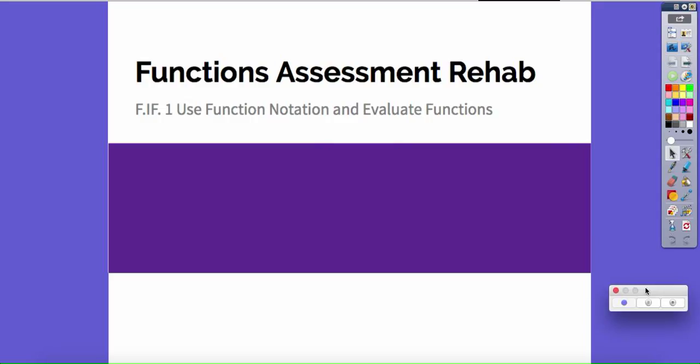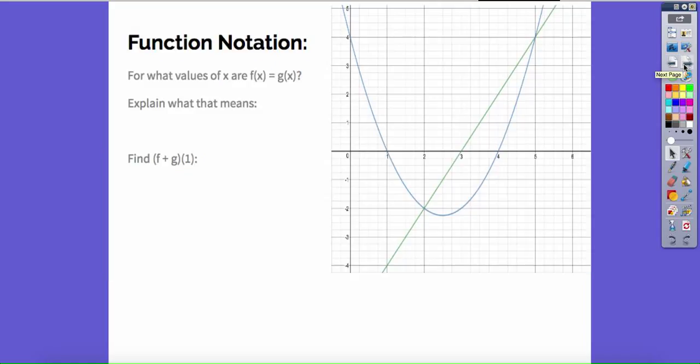This video is going to be about function notation and evaluating functions. So first thing we need to do here is identify which graph is going to be f of x. So we'll have this line be f of x. We'll have this curve, this parabola, be g of x.